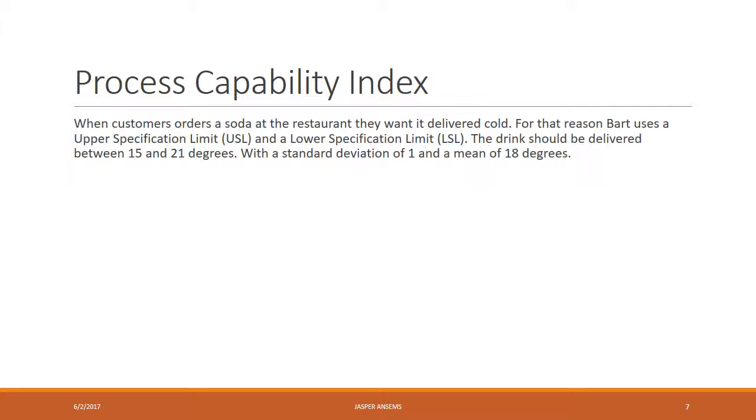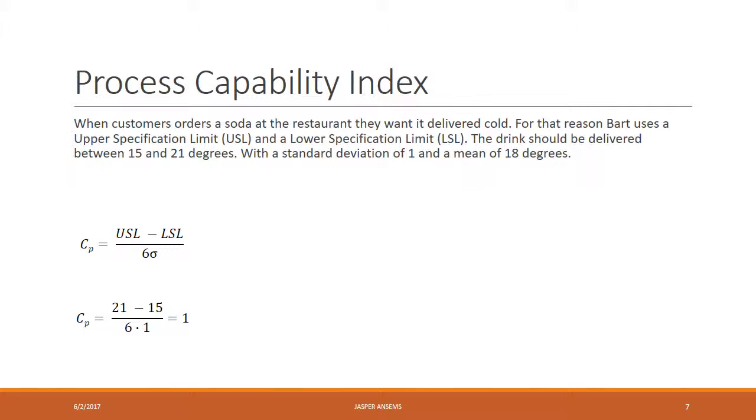Next up is the process capability index. When a customer orders a drink or a soda at the restaurant, they want it delivered cold. For that reason, Bart uses an upper specification limit and a lower specification limit. The drink should be delivered between 15, which is the lower specification limit, and 21 degrees, which is the upper specification limit, with a standard deviation of 1 and a mean of 18 degrees. So the simple formula we're going to use is USL, upper specification limit, minus LSL, lower specification limit, divided by 6 times the standard deviation.